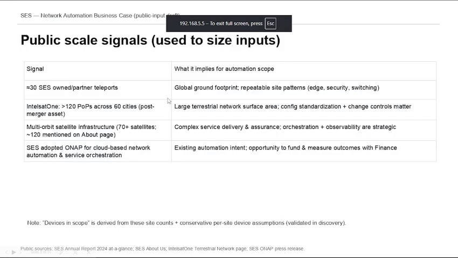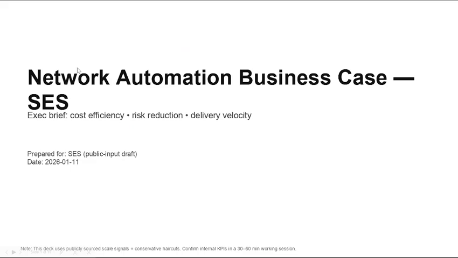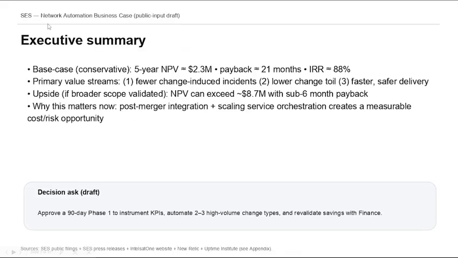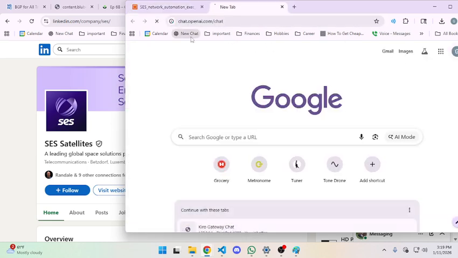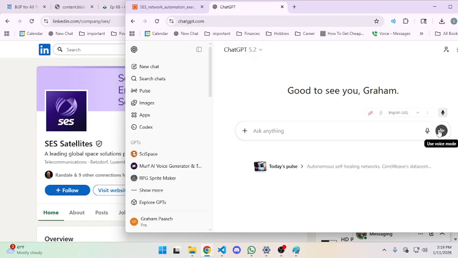Perfect. Okay, so here we go. This is the network automation business case for SES Satellites. So, executive summary: we have the base case, conservative. We'll have a 5-year NPV. It should make this company $2.3 million in about 21 months, with an IRR of 88%. Now, I think NPV stands for net present value. Let's have a conversation with the AI as I'm going. And unfortunately, I'm going to have to use ChatGPT, which is very bad nowadays, but it's better than nothing.